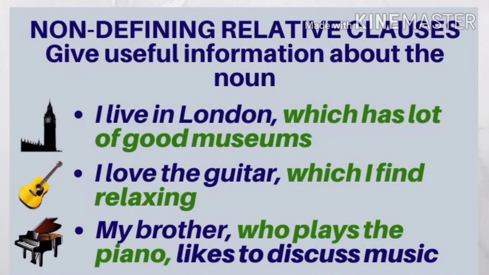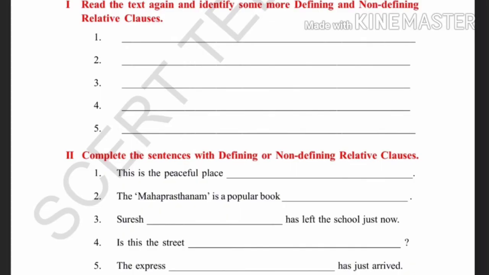Non-defining relative clauses give useful information about the noun. I live in London, which has a lot of good museums. I love the guitar, which I found relaxing. My brother, who plays the piano, likes to discuss music.